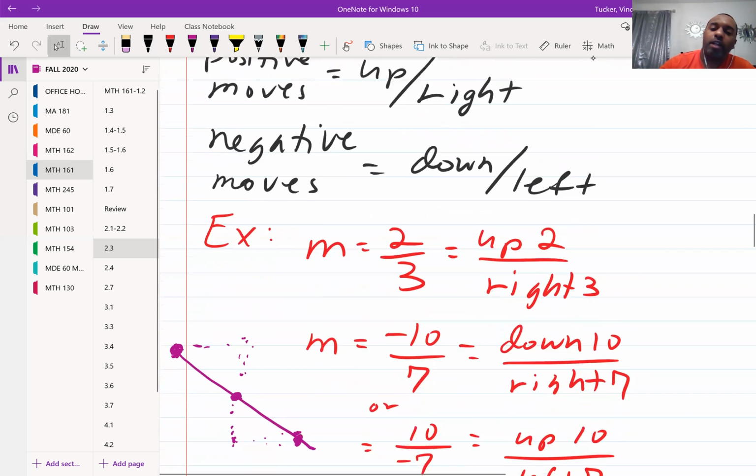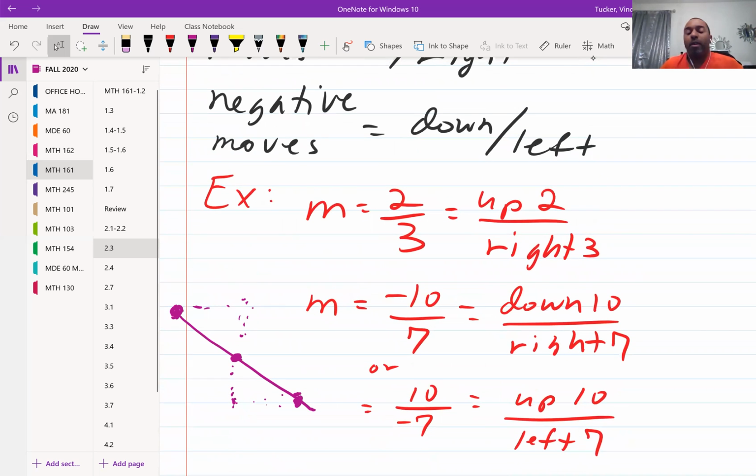Now, if we had a negative 10 over a positive 7, or let's say we had negative 10 sevenths, we want to make sure we recognize that as not being negative over negative, because negative over negative is positive. So that negative sign has to go to either the top or the bottom, not both. So I always say just assign it to the top, and you'll always be safe with that. So we're talking about negative 10 over a positive 7. That means I would go down 10 and then right 7.